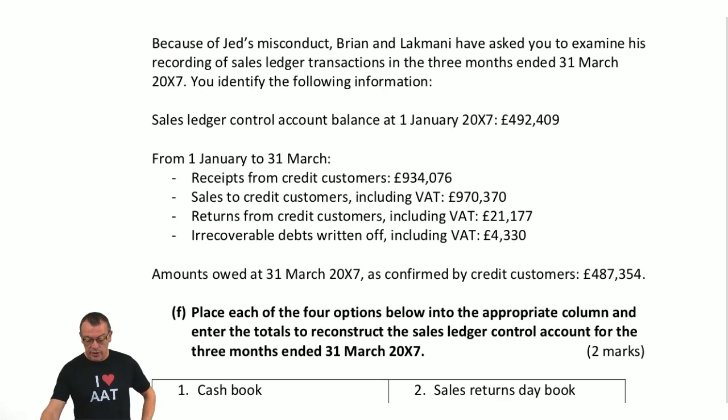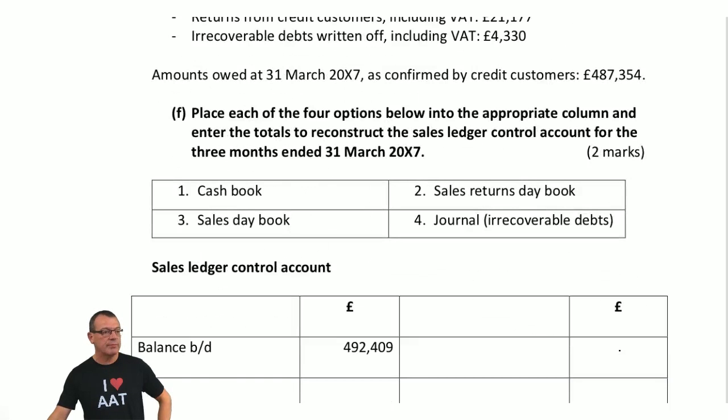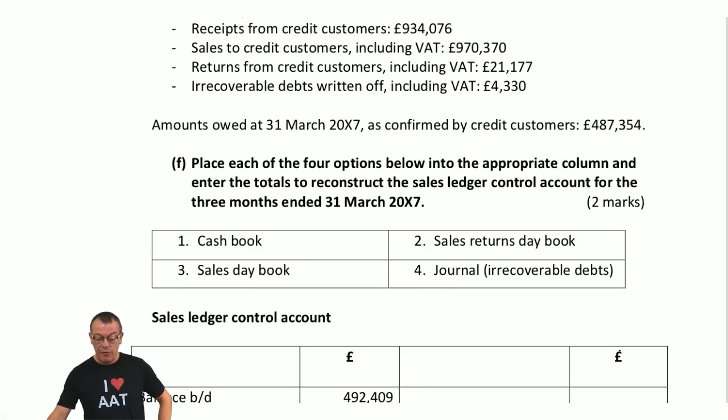Because of Jed's misconduct, you have to examine the sales ledger. So what have we got here? The sales ledger has 492,409 as an opening balance brought down, easy enough. And we've got 4 items to journal. So how do we journal these? We have receipts from credit customers, sales returns, and bad debts or irrecoverable debts. So let's have a look and let's post these.